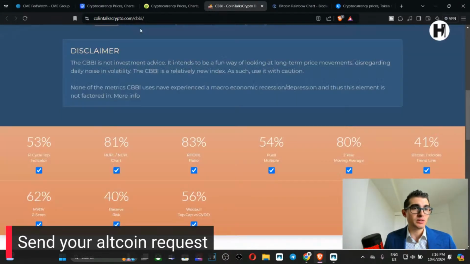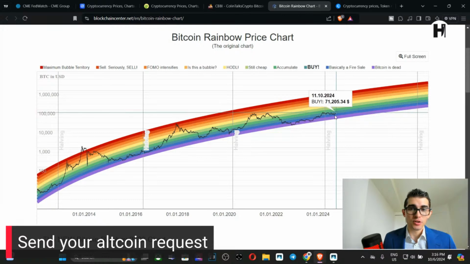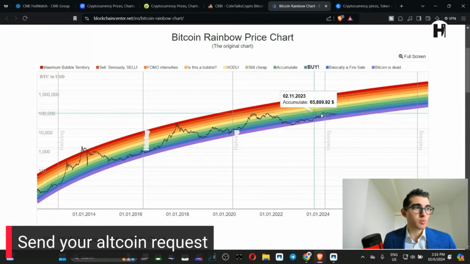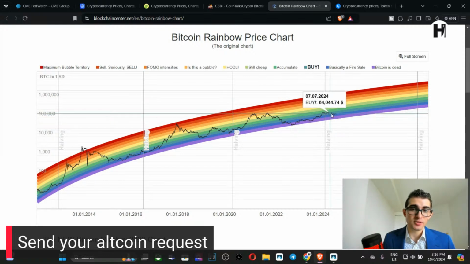I'm going to leave a link to this indicator down below in the description, because it's a pretty useful tool to use. And the other one, obviously, the famous Bitcoin rainbow chart. So we're still sitting in basically a fire sale, and it's crazy. It's been a very long journey from the bear market bottom for Bitcoin, but in terms of this indicator, we're still sitting at the fire sale section of the rainbow, and that's fine.